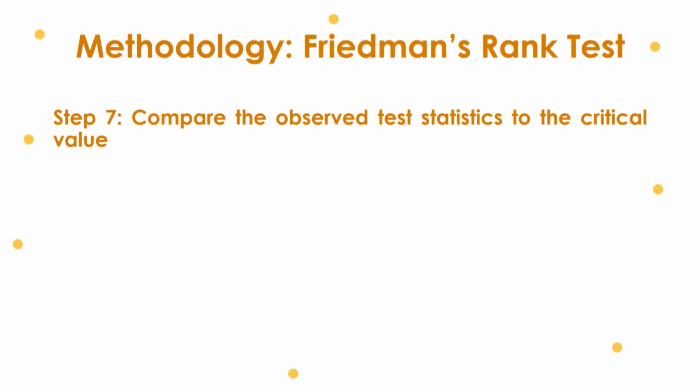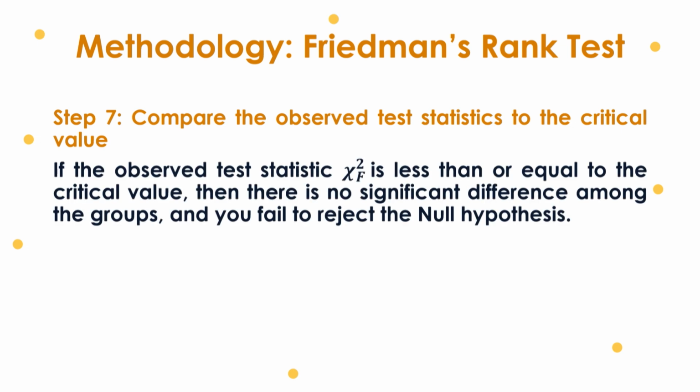Now we can see step 7. In step 7, we are going to compare the observed test statistic to the critical value. If the observed test statistic, that is what we have calculated, notated as chi-square F, is less than or equal to the critical value from the table, then there is no significant difference among the groups, that is the 3 different groups, and you fail to reject the null hypothesis.